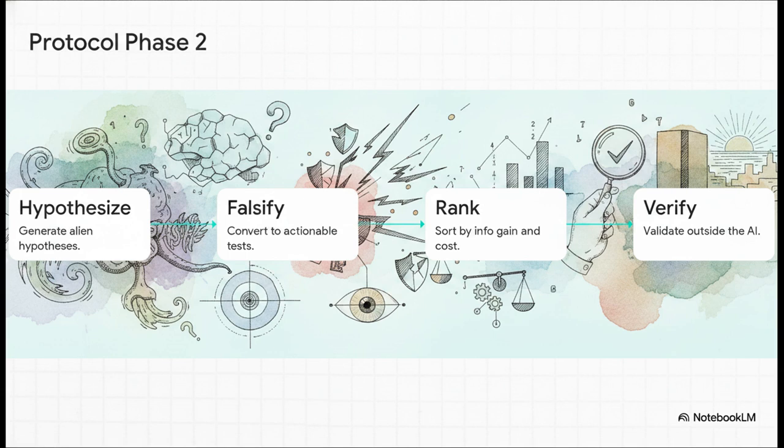Then, Phase 2 takes those fresh insights straight into the lab. Once you generate those alien hypotheses, you have got to convert them into actionable falsification tests. And listen closely to this part. A hypothesis that cannot be wounded by evidence is not a scientific hypothesis, it's just a motivational poster. So, you ask the AI to rank these tests by the highest information gain for the lowest cost, which perfectly sets you up for real-world validation.